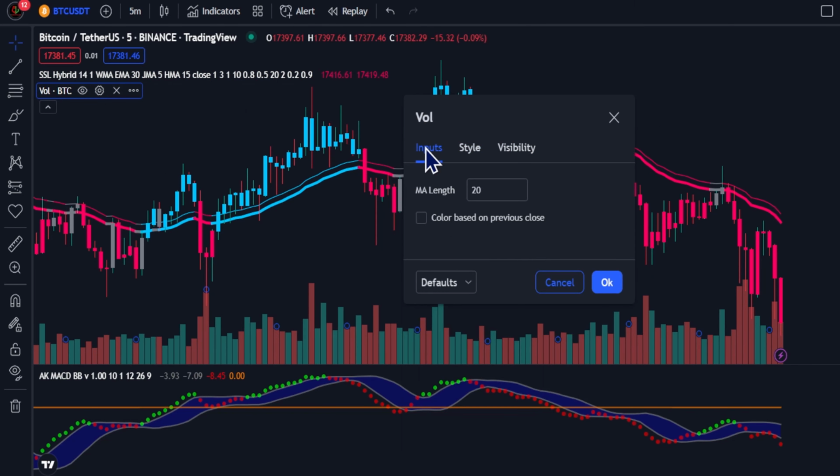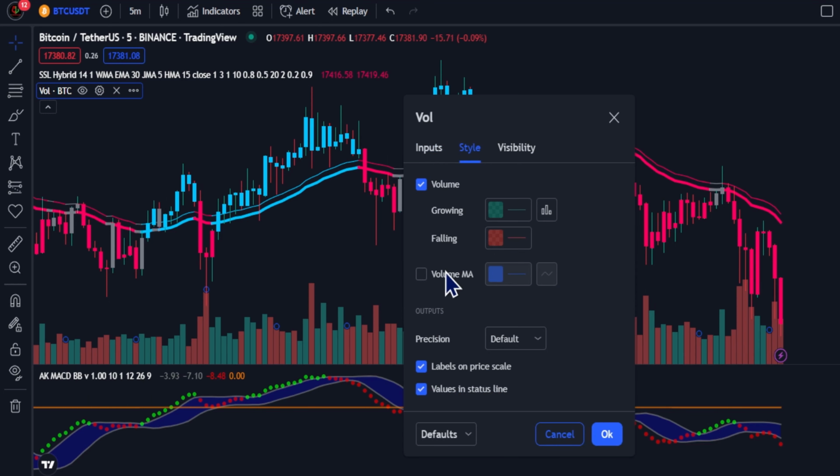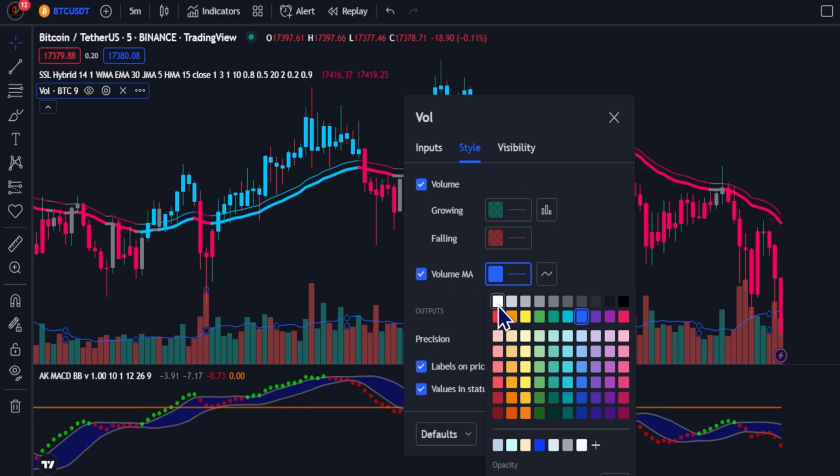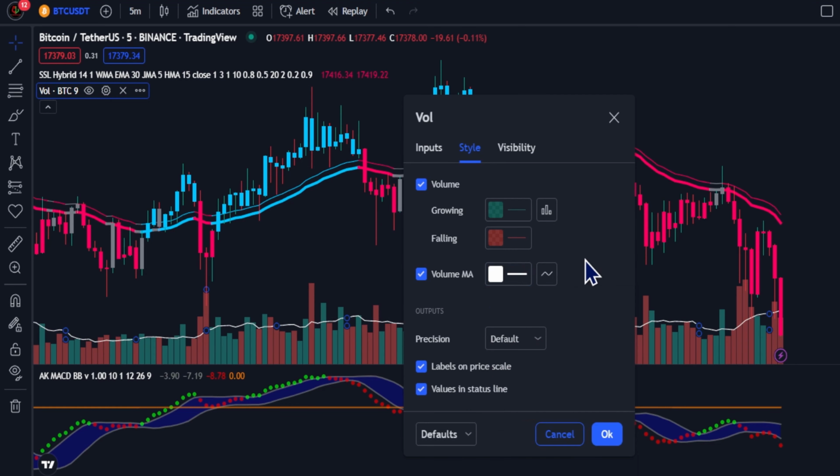From the input section, change the MA length from 20 to 9. After that, go over the style section. Check the MA volume checkbox. Then change its color to white to make it easier to see. That was all that we needed to do.